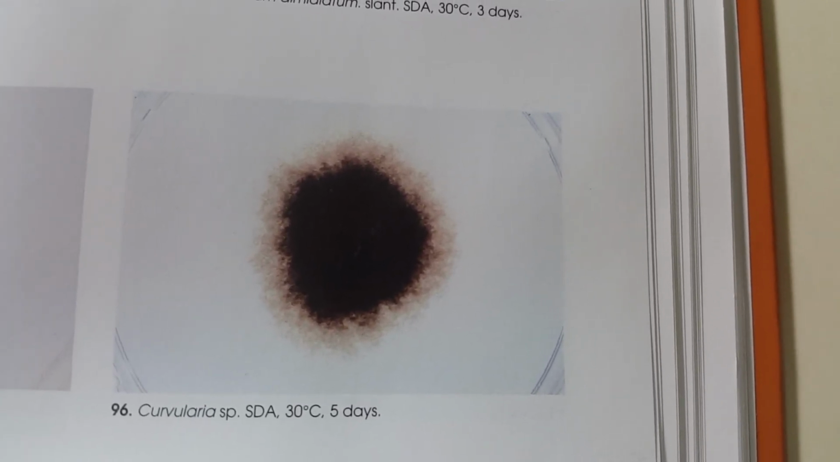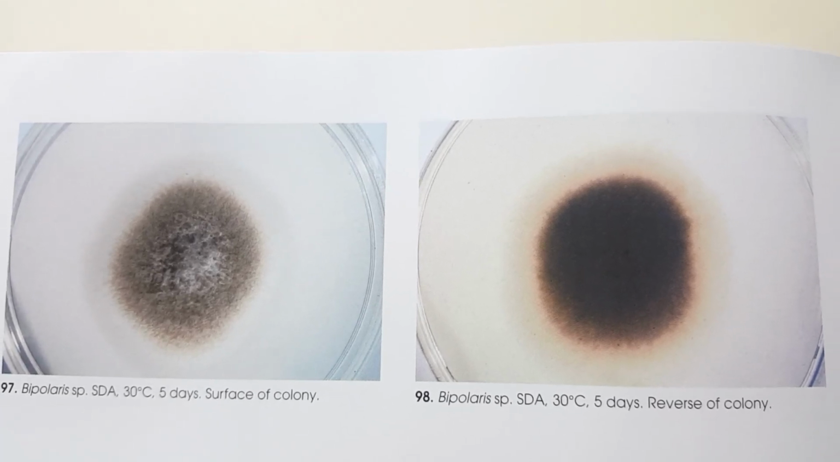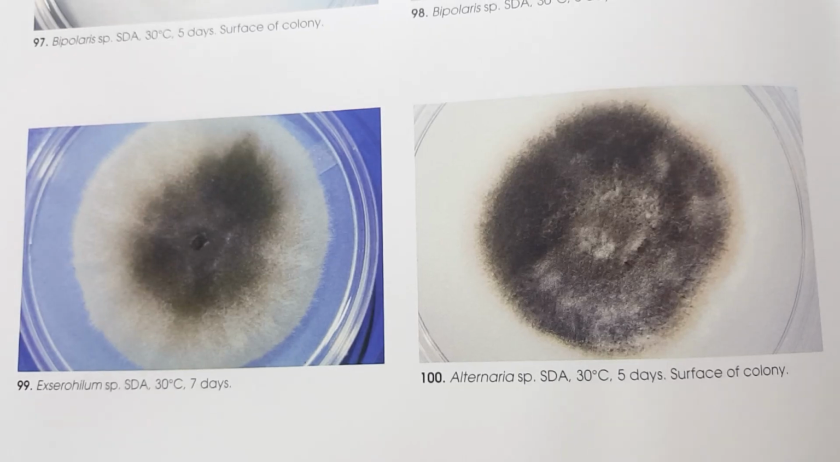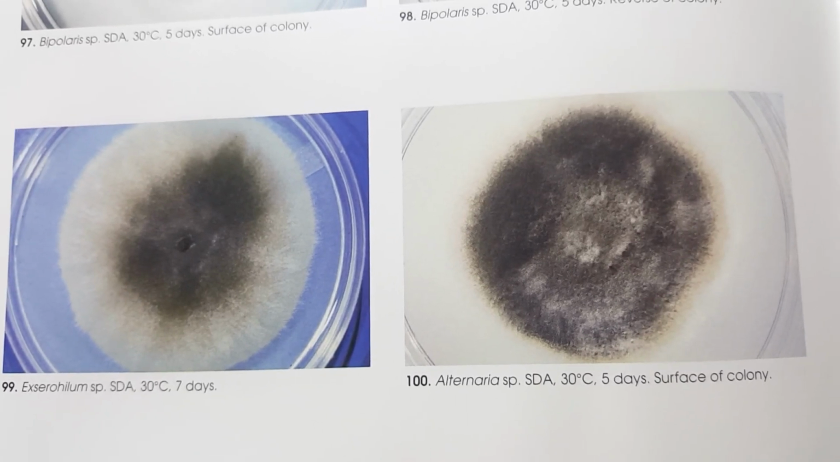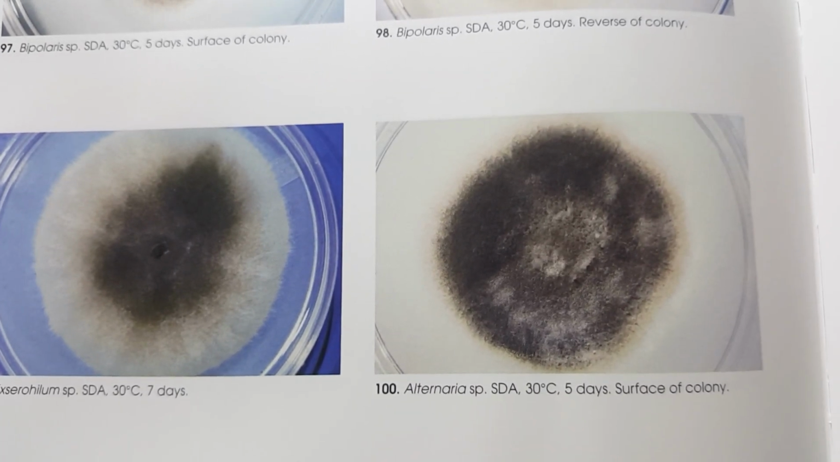Curvularia species on SDA at 30 degrees centigrade after 5 days. Bipolaris surface and reverse colonies. Exserohilum species and Alternaria species, which we will further explain next.